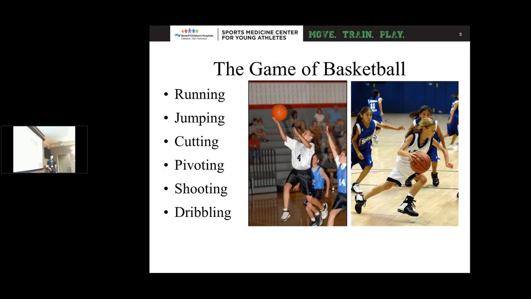So, the game of basketball, for those of you who play, what does it involve? It involves running, and jumping, and cutting, and pivoting, and shooting, and dribbling. Okay? Kind of some of the main components. When you play offense or defense, all of these components are part of the sport. Right? So, as you can see, lots of movements.